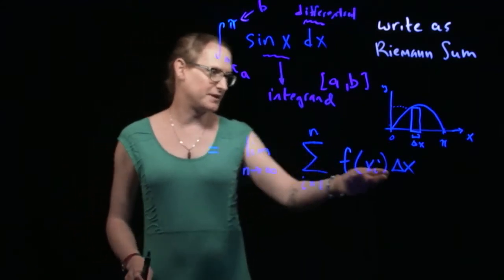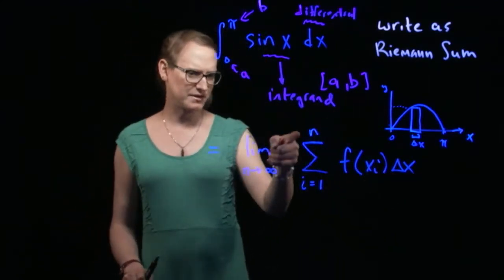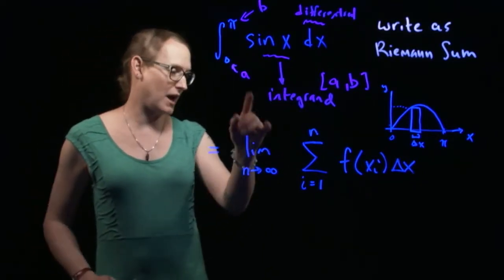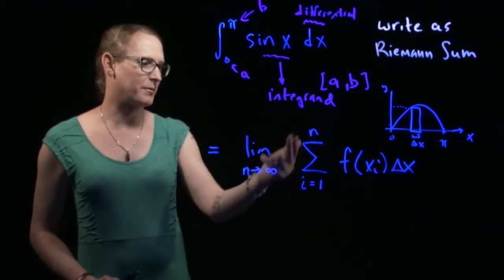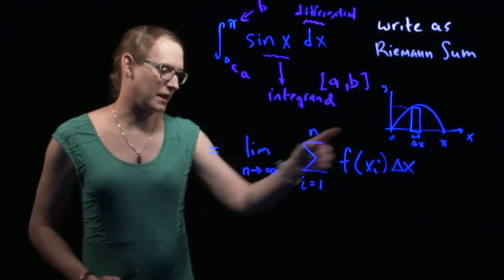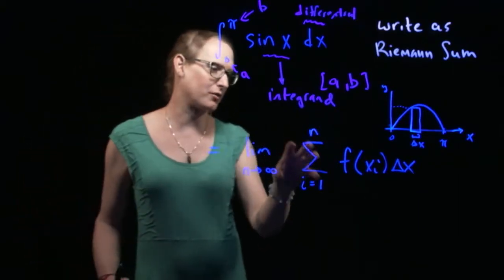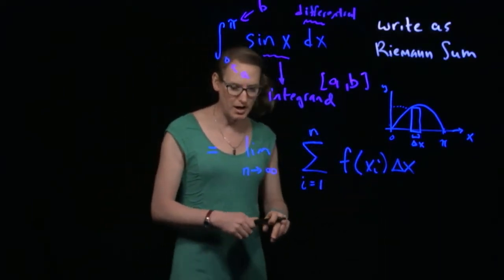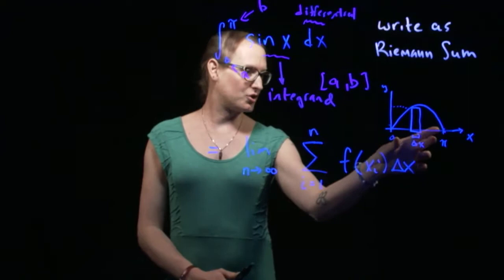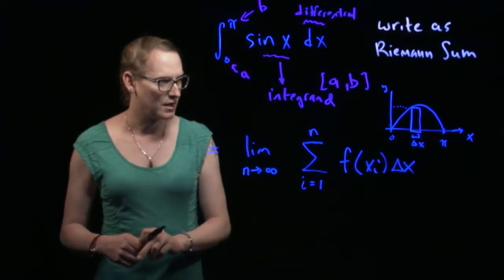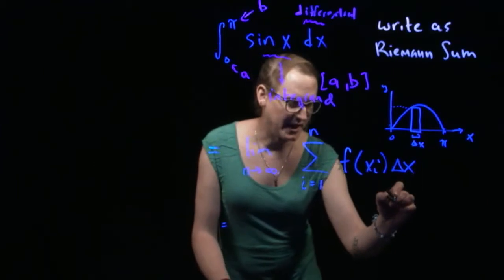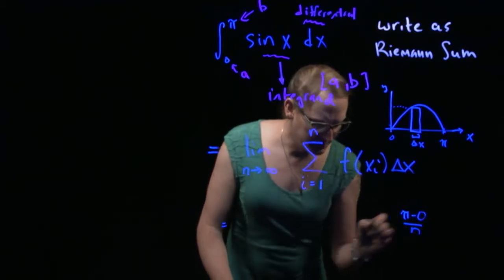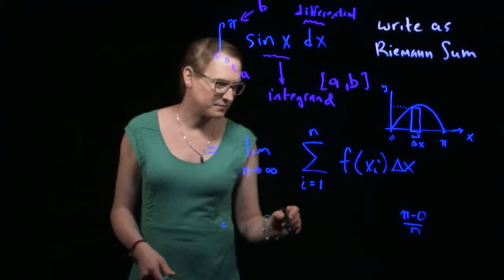I'd like to specify what delta x is in this particular context. n is the number of rectangles, and we're taking that as infinitely many even width rectangles in the limit. I'm summing over a finite number of rectangles, which means that n is some finite, not infinitesimal number. How wide is delta x? Well, the total width of the interval is pi minus 0, so delta x is pi minus 0 over n. That's delta x.